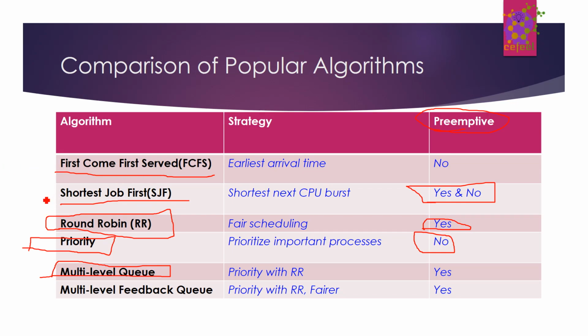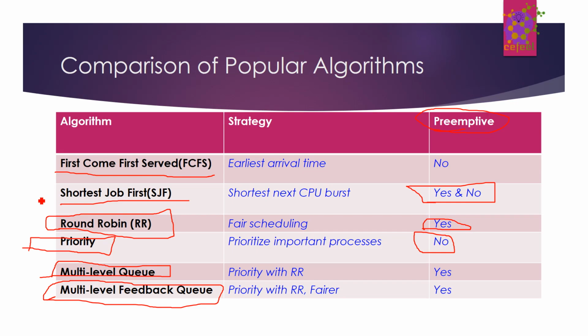Lastly, the multi-level feedback queue, which is probably the most complex. It is similar to the multi-level queue, but it is a little bit fairer because it uses some complex strategies and moves certain processes between the priority queues. It reduces the priority of higher priority processes, and sometimes it may increase the priority of low priority processes to ensure the overall scheduling is fairer.